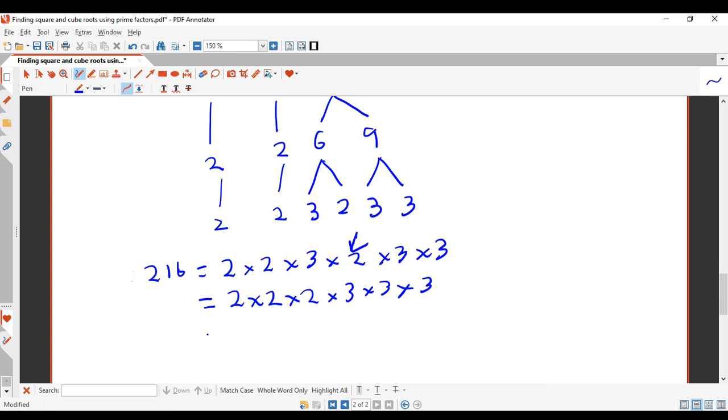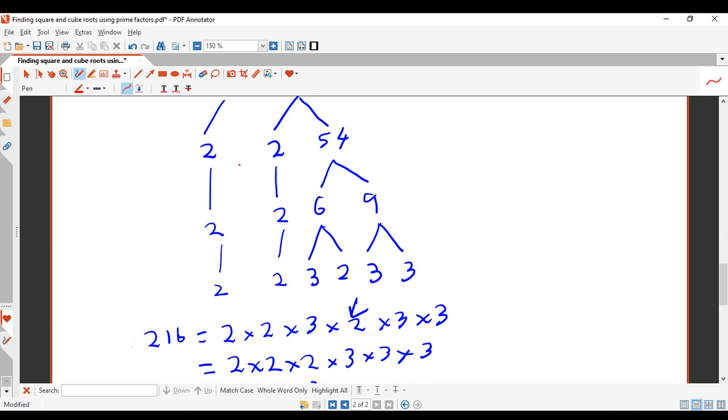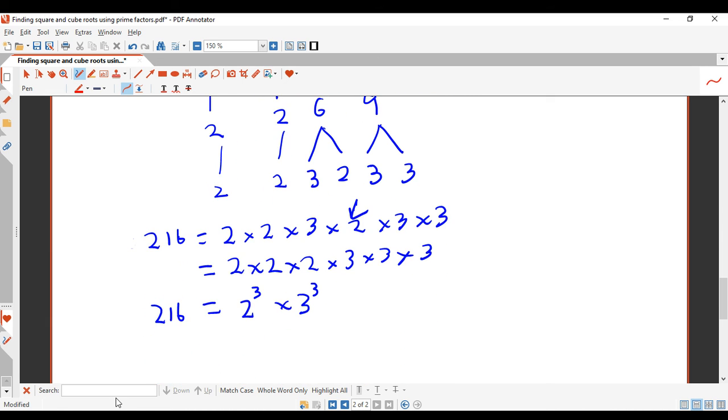Now, putting this in an index form, I'm going to get 2 to the power 3 times 3 to the power 3. All right, so 216 is equal to 2 cubed times 3 cubed. Now the next step is to say, look, the question actually asked us, if you look back at the top, what is the cube root of 216? So the next step of my working is I'm going to cube root both sides of that equation. So cube root, it's a little square root symbol with a little 3, and then a square root symbol with a little 3 there. So I've cube rooted both sides.